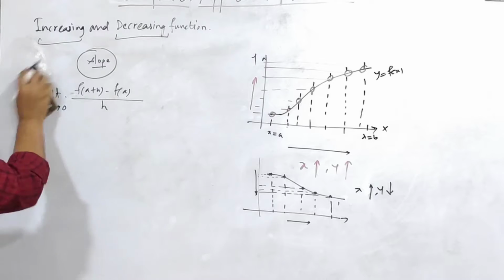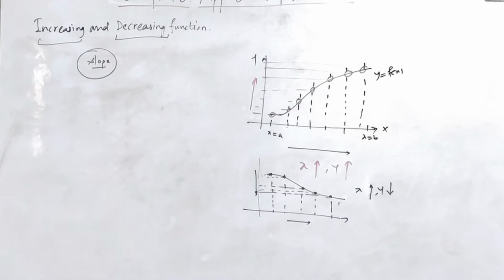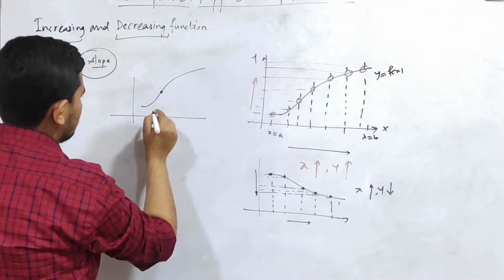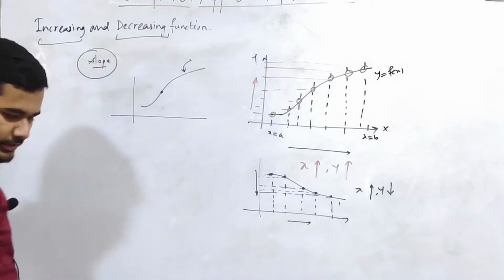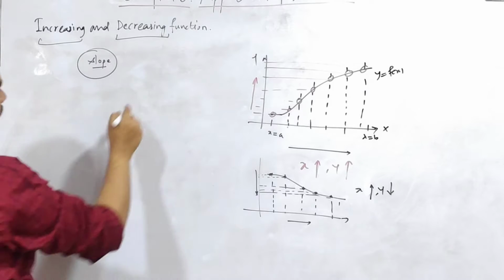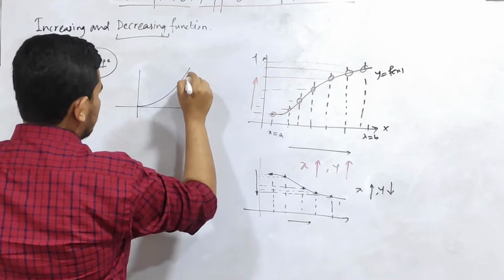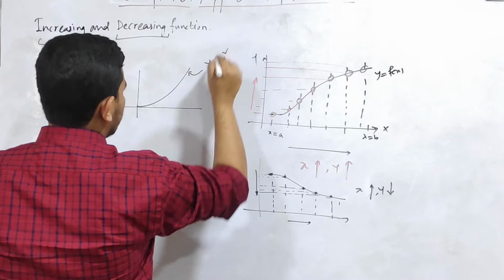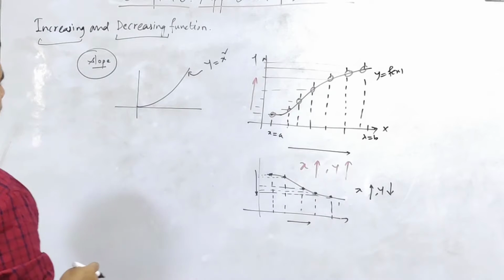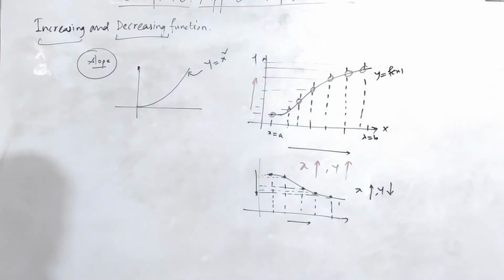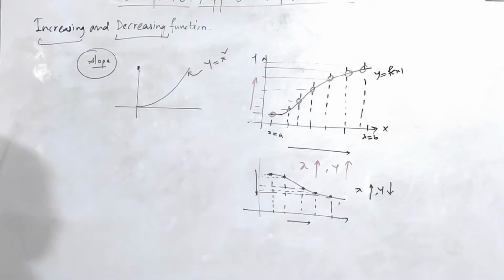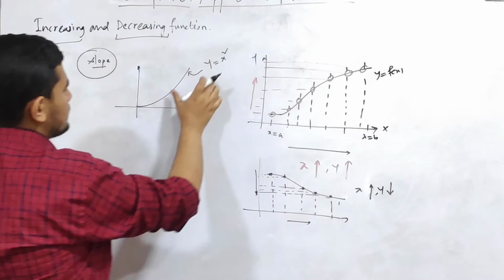So to get the hang of this increasing and decreasing nature, suppose I have a function here. Let's suppose I take an example. This is a curve of y equal to x square. So from this graph you can easily see that this is an example of increasing function. But every graph we cannot plot on the board easily. So let's suppose we don't know the nature of this curve.